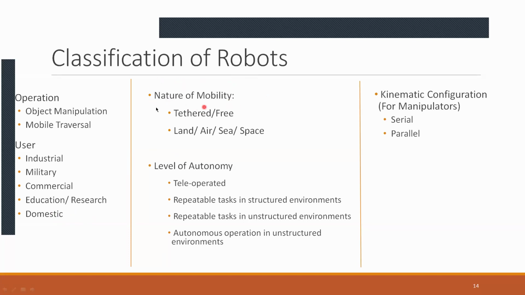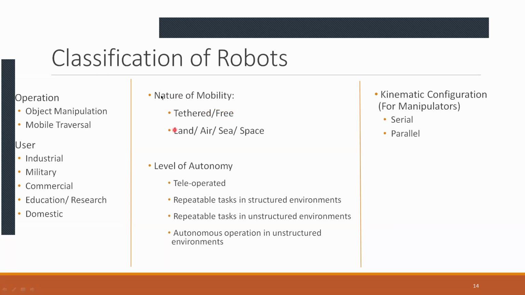Based on the nature of mobility, we can classify them as either tethered or free. By tethered, I mean they are connected via wire to a control station or a power station, which limits their range. And free robots would be mobile robots which can navigate freely without any tether and have a limited range only due to the capacity of their battery or carrying capability.